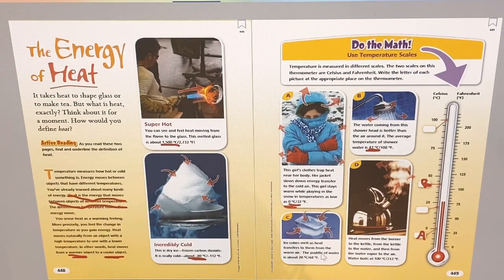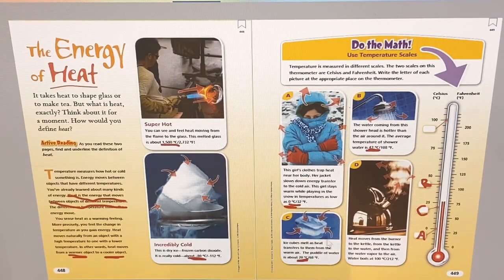Okay, the puddle of water is about 20 Celsius. Where is 20 Celsius? All right, let's find it out. Here it's 0 and then 25, and 20 is less than 25. So look at this one here. All right, so I'm going to write letter C over there.